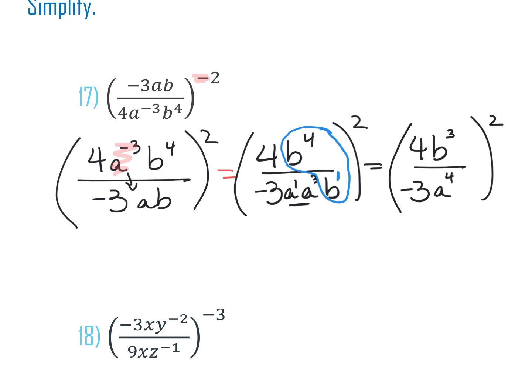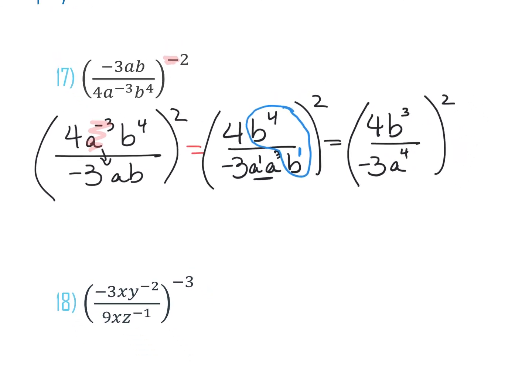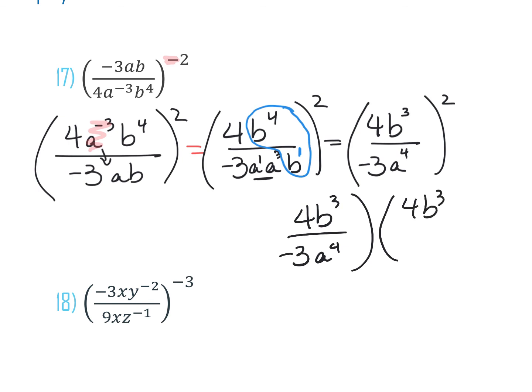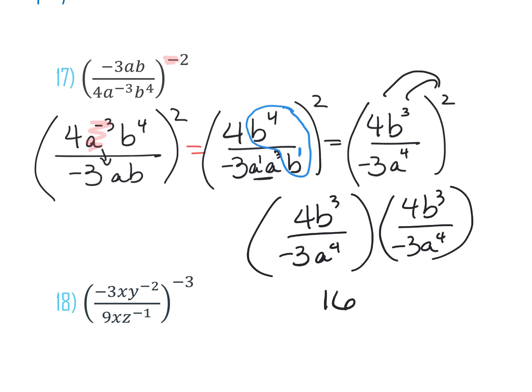All right, so now that I have everything simplified in the parentheses, now I can square that fraction. So again, you can either think of it as writing it 2 times and then multiplying this, or just realize that this power of 2 needs to go on everything. So either way, we would do 4 times 4, and that will give me 16.